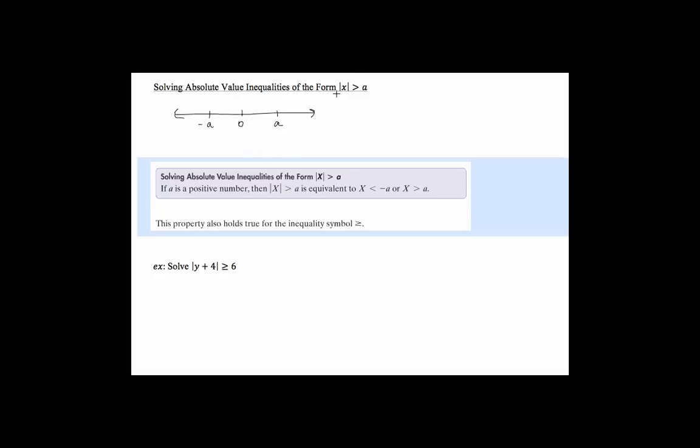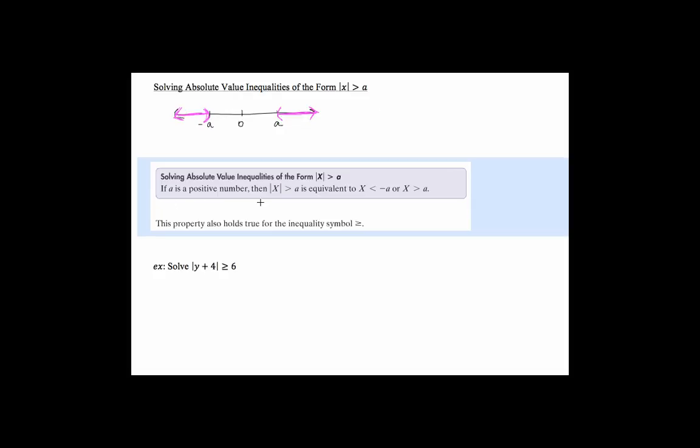Now this means the distance from 0 must be greater than a, meaning it must be further from 0 than a units away. So that would be anything greater than a would be way out here. All of these points have a distance from 0 that is greater than a. And so do all of these points out here that are less than negative a. So any x value inside the absolute value that is less than negative a or greater than positive a will solve this inequality. And that's where this comes from right here.